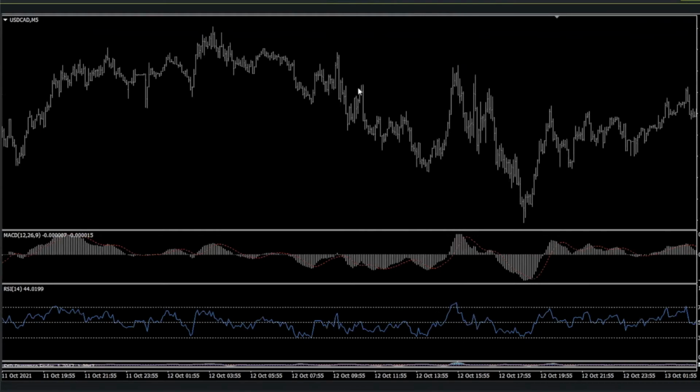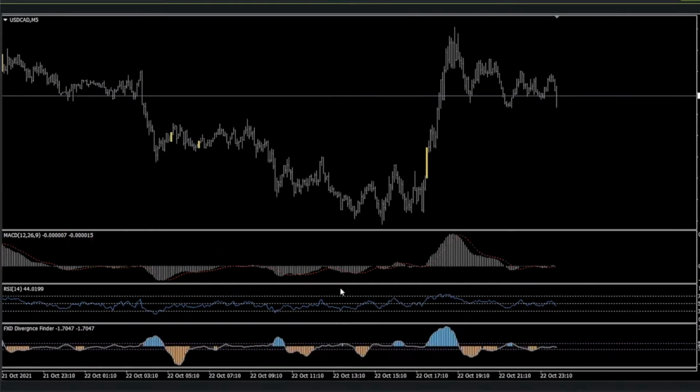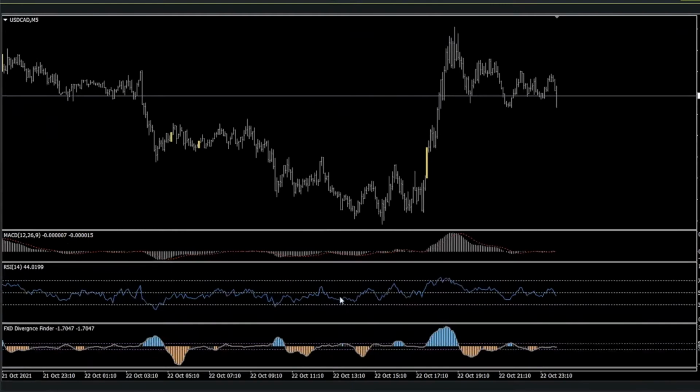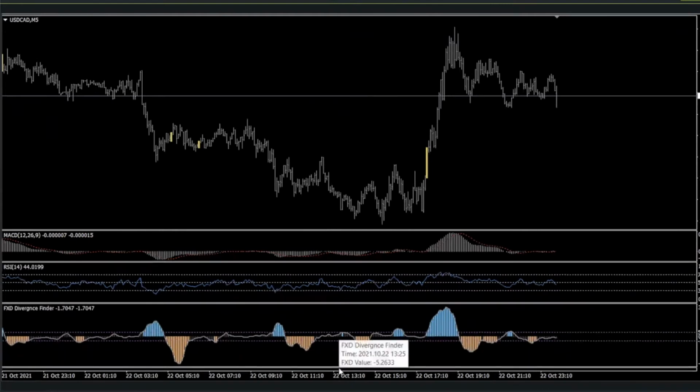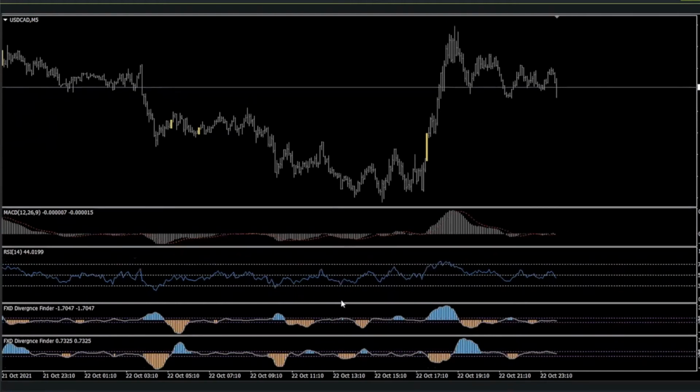Now, the indicator I will be showing you today is the FXD divergence, which is this. It beats the MACD and the RSI in finding divergences. How does it do that?